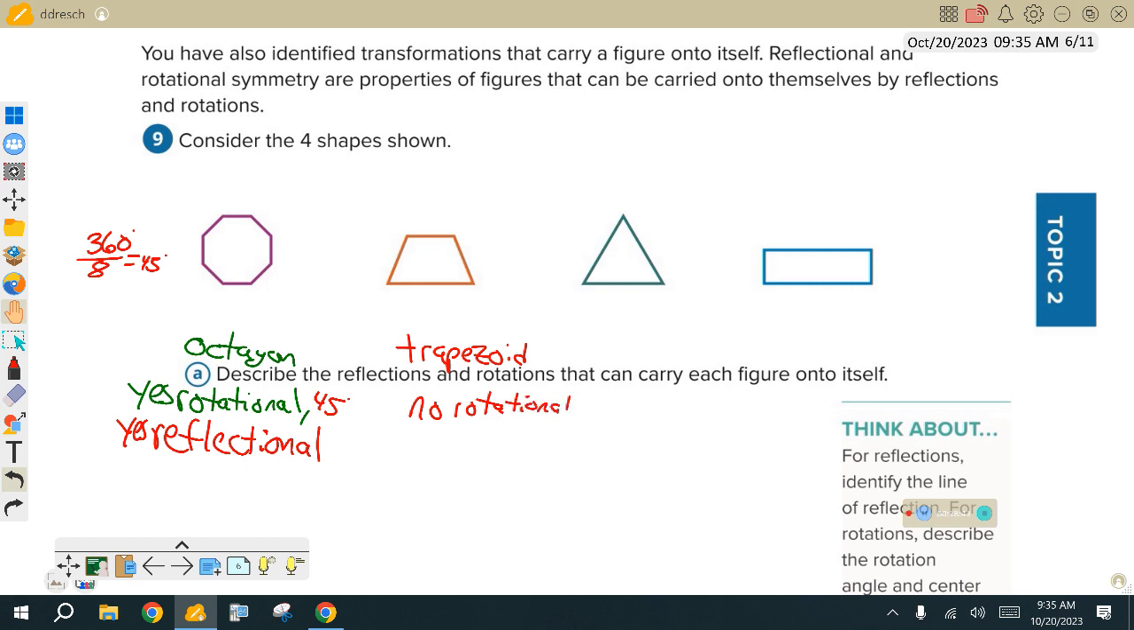Because it's got to be 360. It's not going to happen. Okay. Does it have at least reflectional symmetry? For sure does. Draw my lines of reflection, guys. How many lines of reflection do you see in there? I know at least one. Clearly down the line, down the middle, vertically, right?